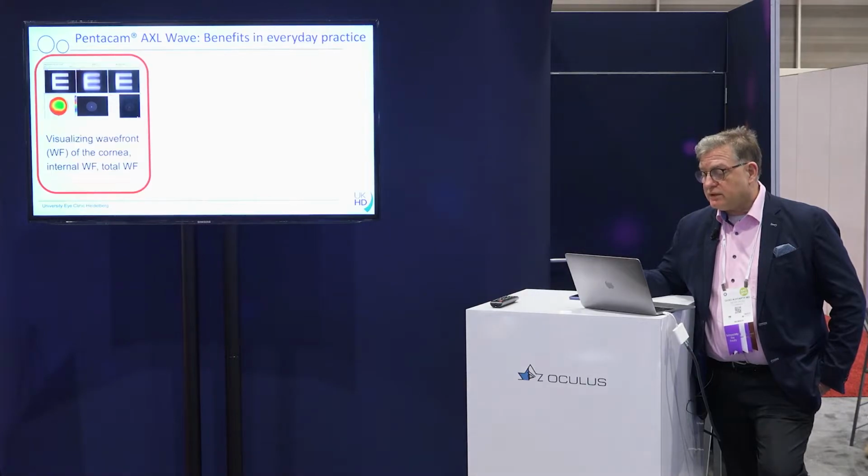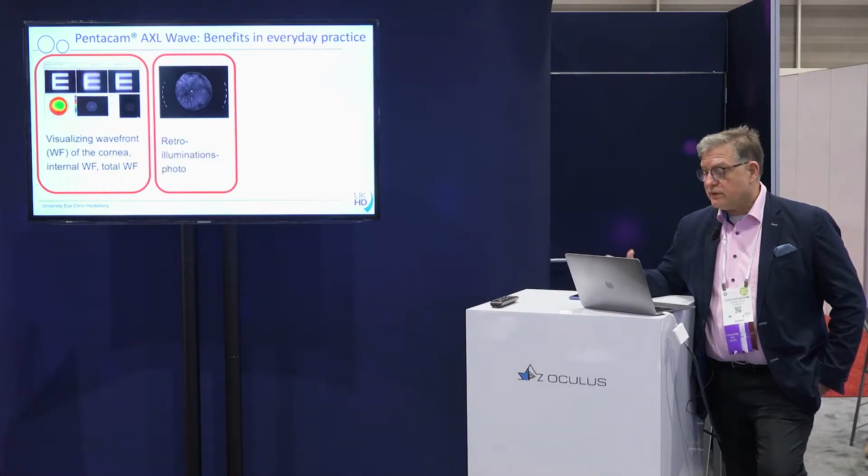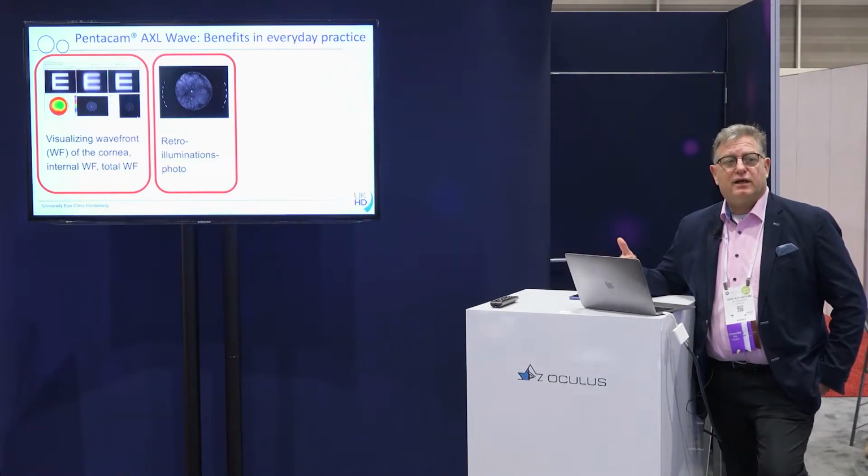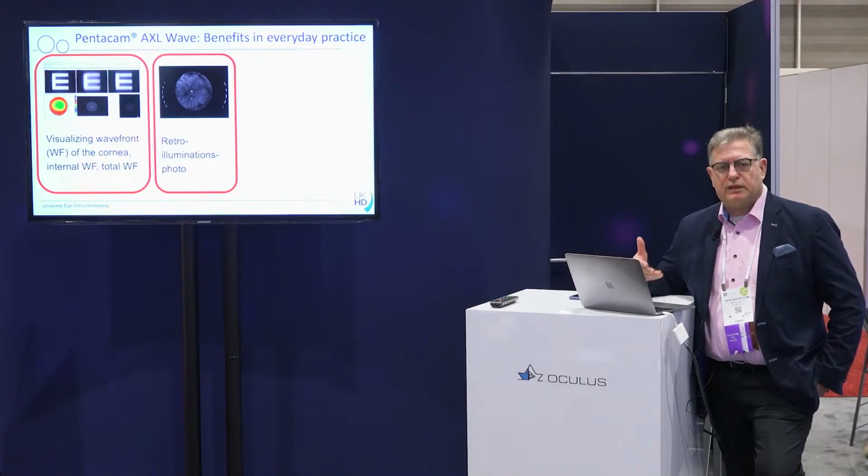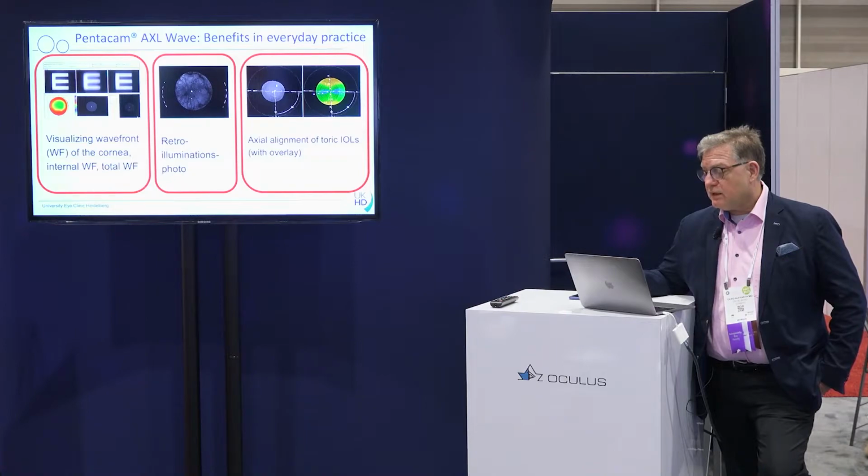So for everyday practice, we use this display here. We have the wavefront, the internal, the total. We can subtract them from each other. We have the retroillumination photo, which we can also use for documentation, especially if we have still pretty decent visual acuity but a clear subcapsular cataract, for example. You can prove it if some insurance company is asking for it. It's very nice.